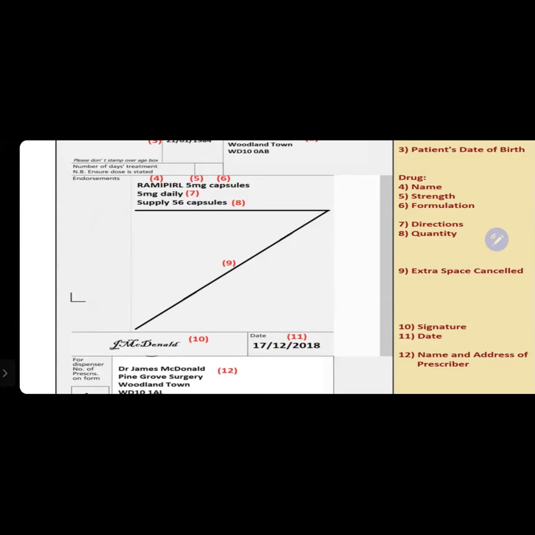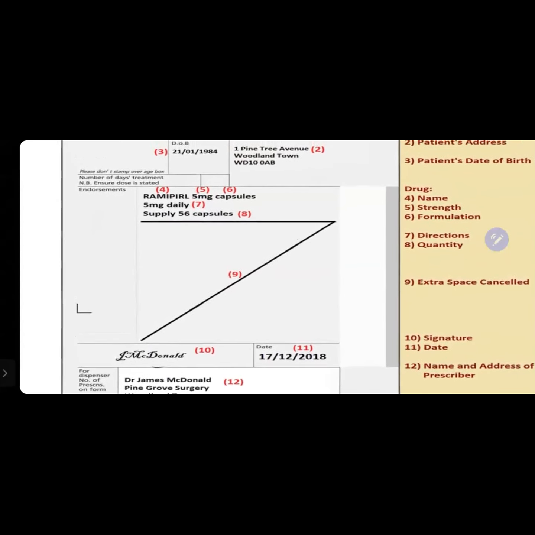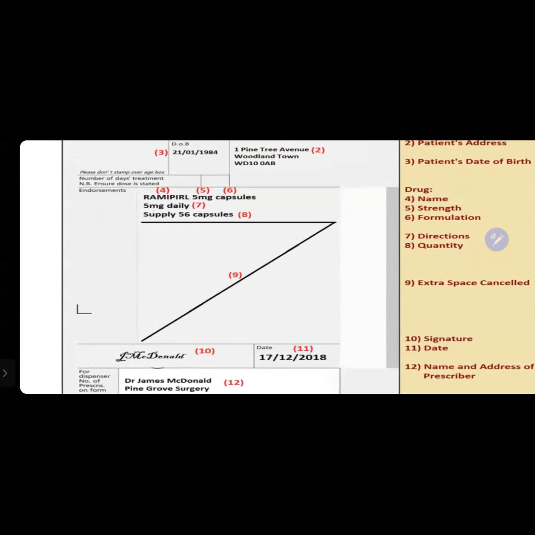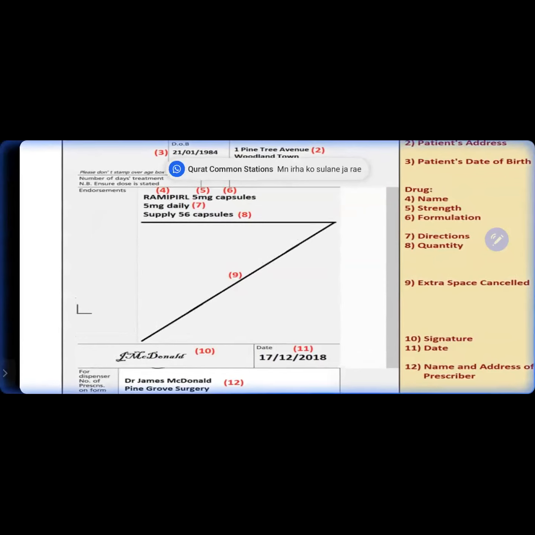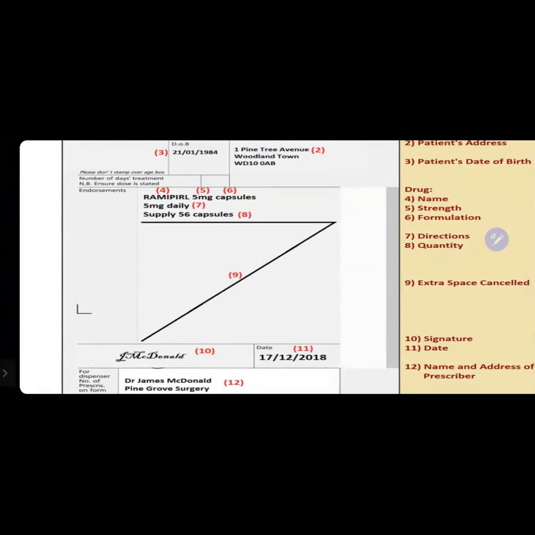Now we are going to write the directions. This was very simple, like 5 milligrams daily, or you can write 1 tablet daily. After that, you are going to mention the quantity, right? Supply 56 capsules. So forget this one. We are doing, for example, amoxicillin, 500 milligrams BD for 5 days. BD 5 days, 10 tablets. So what will be the supply? 10 tablets, right? Okay.